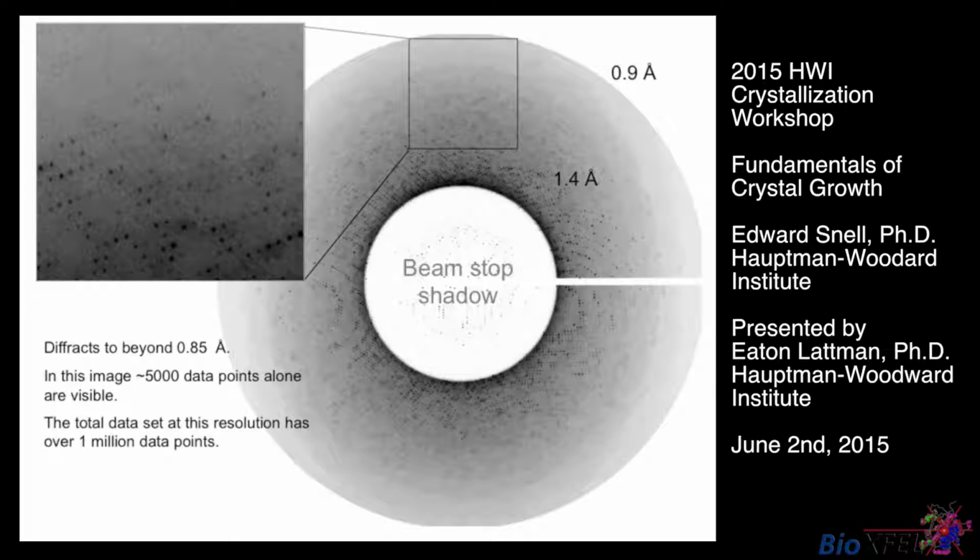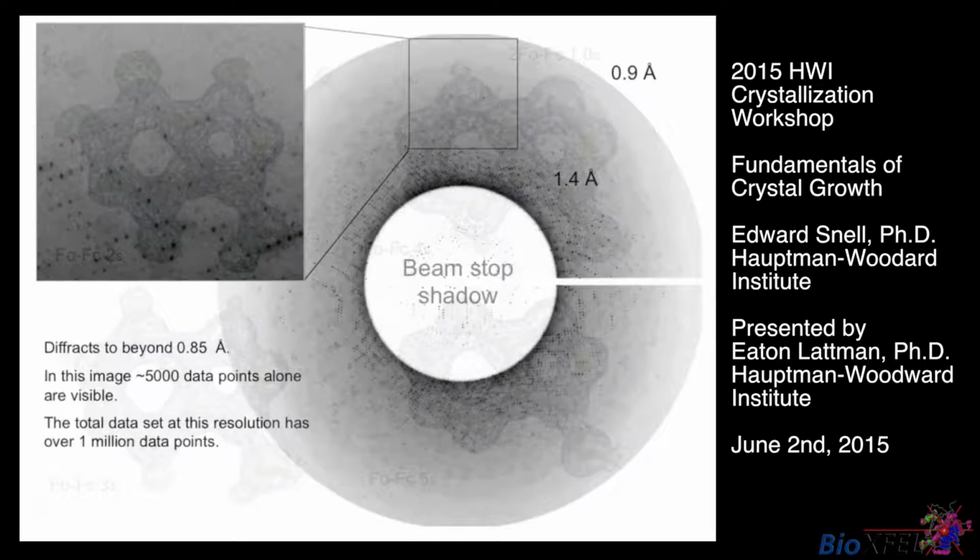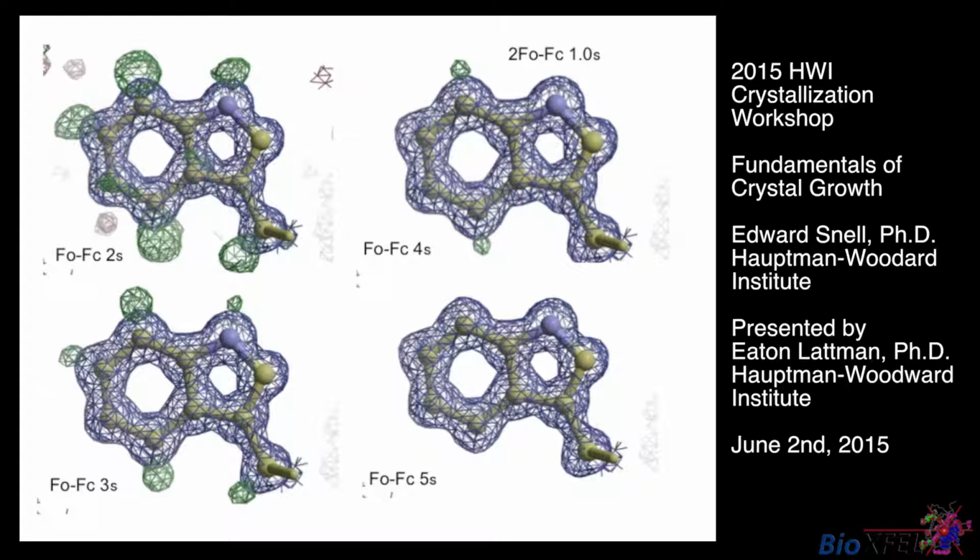So this is a protein, which he doesn't name in his slides, and therefore I don't know what it is, that diffracts at 0.9 angstrom resolution. Actually, it's 0.85. This one image has 5,000 data points in it, and the kind of resolution that is available there gives you maps like this.